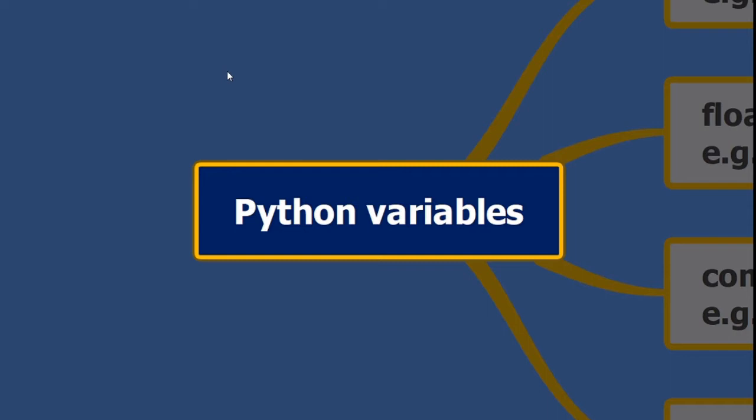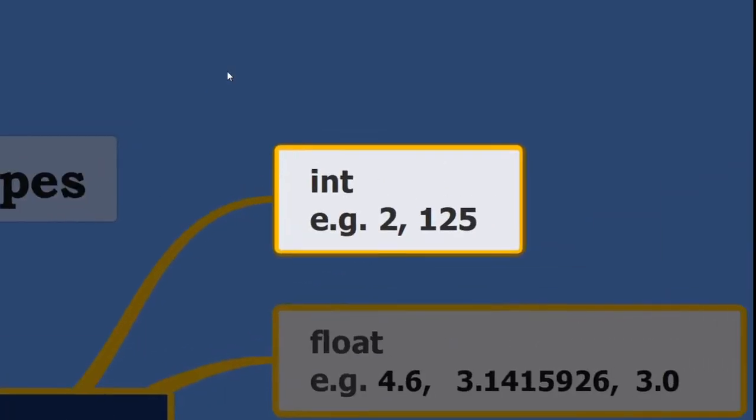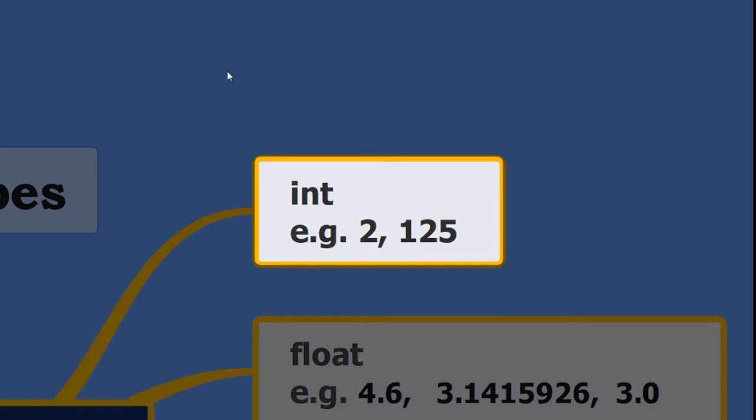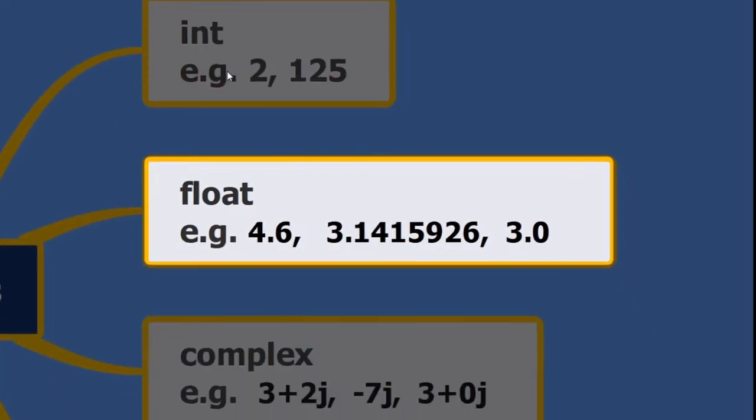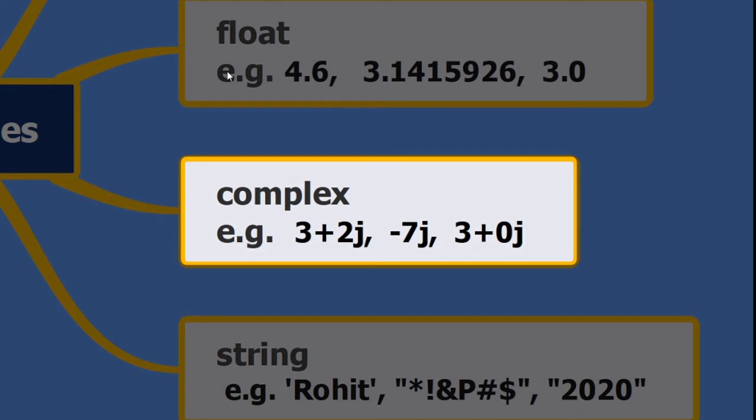There are four basic Python variables available. First one is integer, which stores integer values like 2, 125. Second one is float, which stores fractional values like 4.6, 3.1415, even 3.0 is also considered as a fractional value with fractional part as 0. The third type is complex, which stores complex values like 3 plus 2j, where j indicates the imaginary part, -7j, 3 plus 0j.